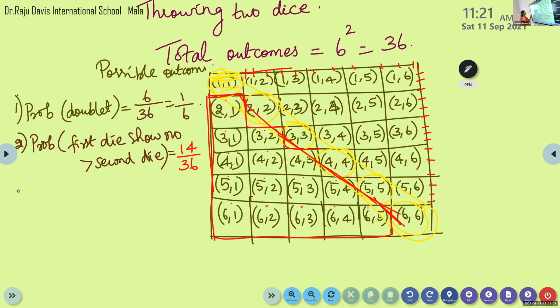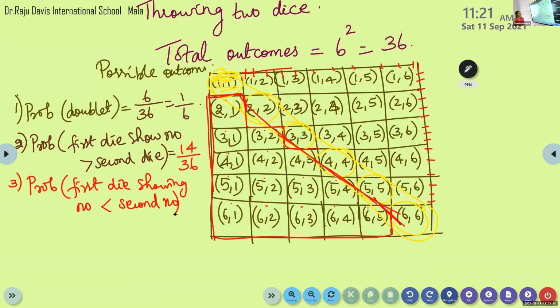Same way, probability of the first die showing a number less than the second die. What will be the answer? It will be 14 by 36.